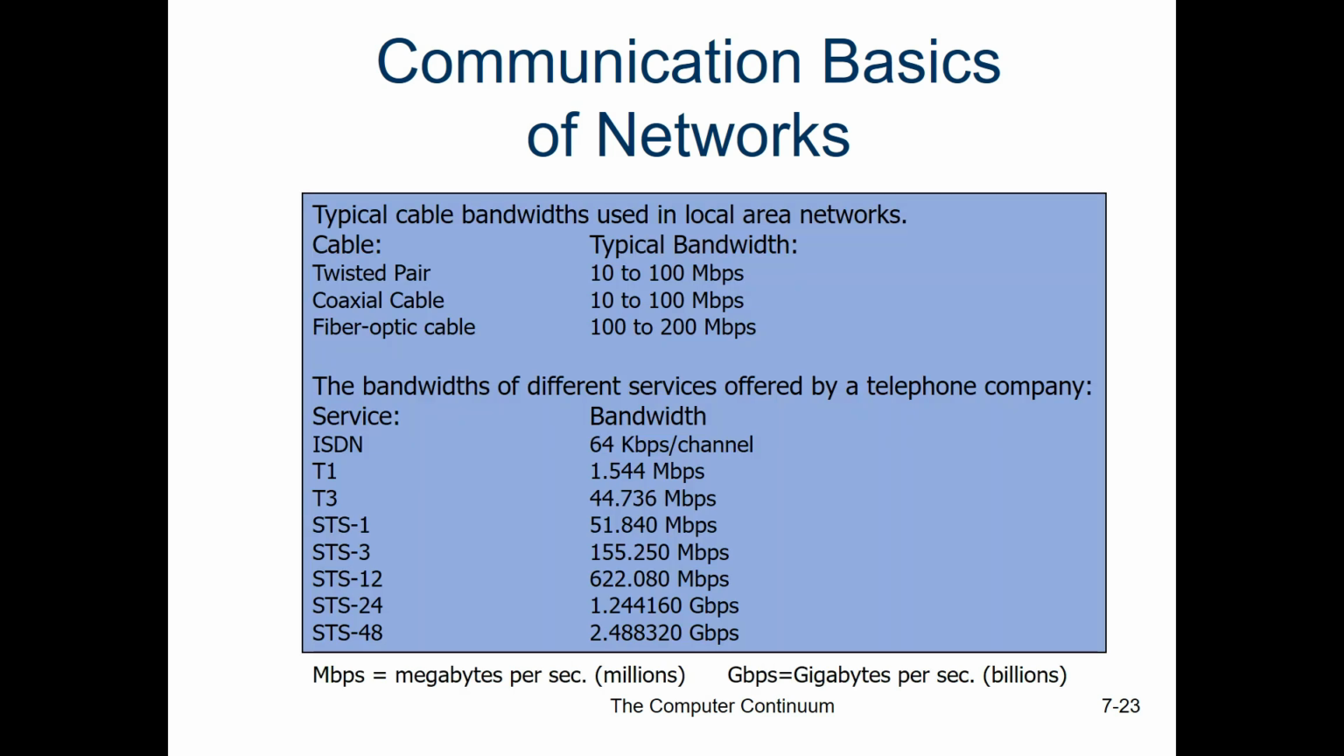There are some typical cable bandwidths used in a local area network, for example twisted pair, coaxial cable, and fiber optic cables, each with different bandwidths. Nowadays the bandwidth is in Gbps, so you might get the idea from this of how the bandwidth concept works and how it's measured.